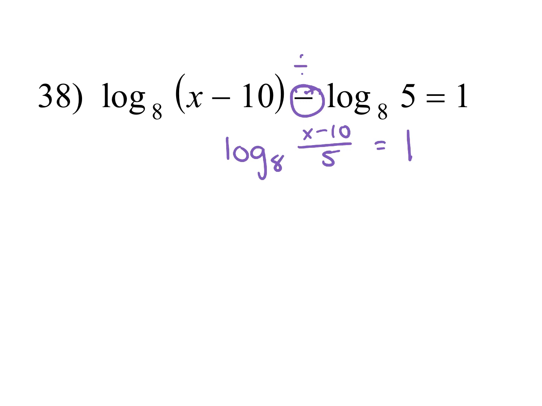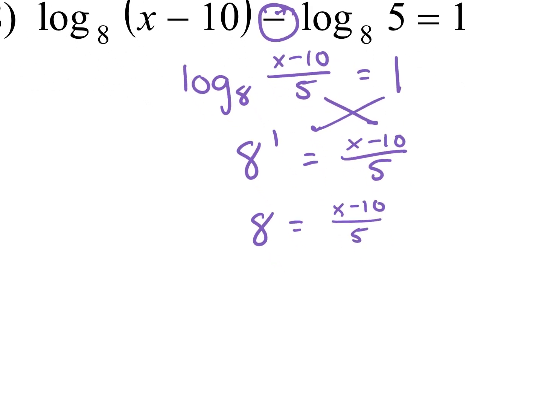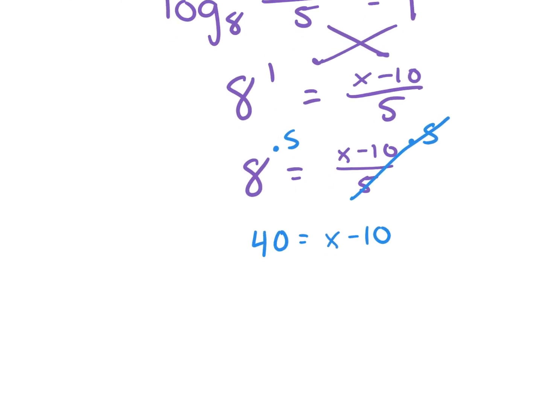We can put it in exponential form. So start with 8. What's my exponent? 8 to the power of 1 is equal to what? X minus 10 over 5. So 8 to the power of 1 is just 8. So 8 is equal to x minus 10 over 5. Now what can I do to solve for x? Multiply by 5. So since x minus 10 is being divided by 5 on the right side, I'm going to multiply by 5 on both sides. So it'll cancel out on the right. 8 times 5 is what? 40. So 40 is equal to x minus 10. And then what's the last step? Plus 10. So 50 is equal to x.